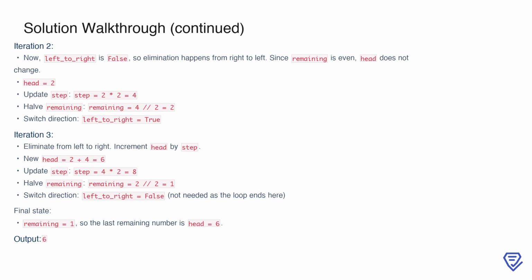In the third iteration, we eliminate from left to right again. The head is incremented by the step size, so the new head becomes 2 plus 4, which is 6.